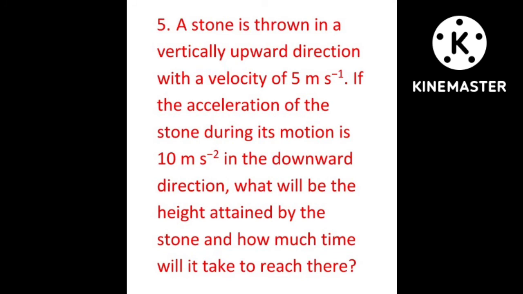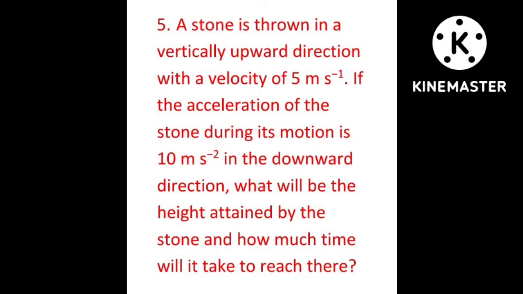Our last question is question number 5. A stone is thrown in a vertically upward direction with a velocity of 5 meter per second. If the acceleration of the stone during its motion is 10 meter per second square in the downward direction, what will be the height attained by the stone and how much time will it take to reach there?